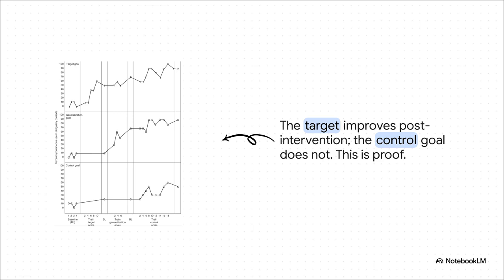You can see it just takes off right after the intervention starts. Now, look at the bottom line. That's the control skill they weren't teaching. It stays totally flat. This shows, clear as day, that it was the therapy that made the difference, not just time or luck or a good mood. That, my friends, is accountability.